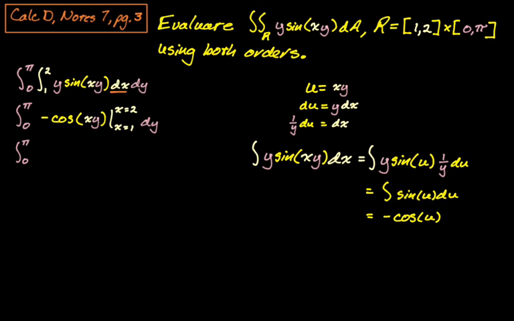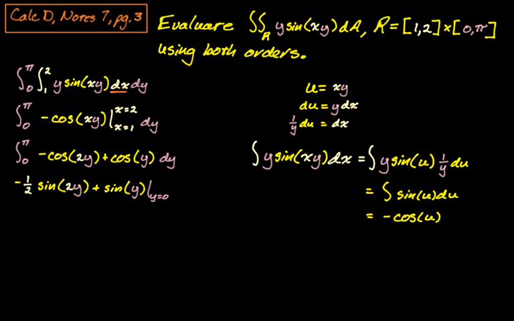I'm going to plug in 2. Nothing exciting happens here. I'm just doing the fundamental theorem. Negative cosine of 2y, and then minus negative, so plus cosine of y dy. Now I need to integrate. Remember to reverse the chain rule. So I'm going to get negative 1/2, because there should have been a 2, sine of 2y, and then plus sine of y from 0 to pi.